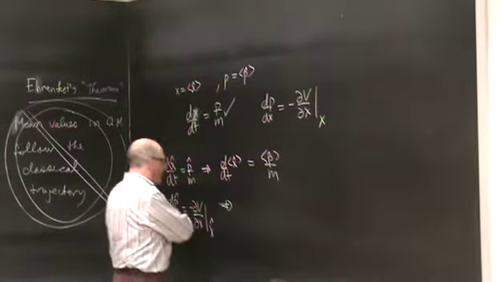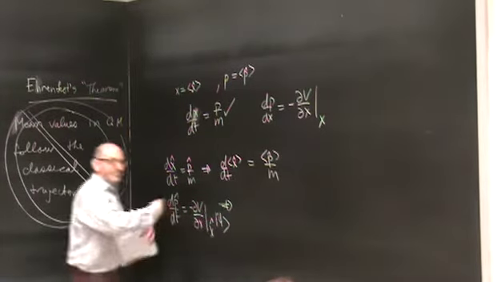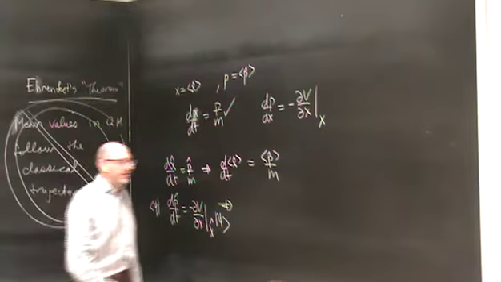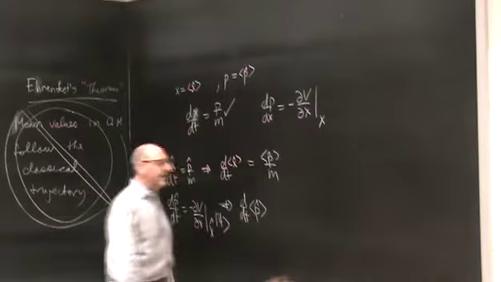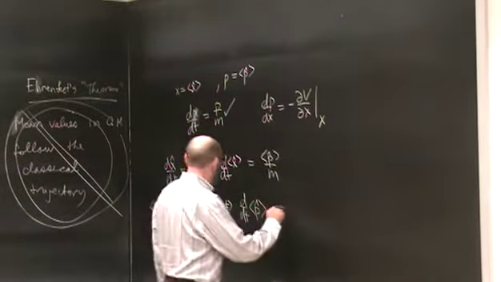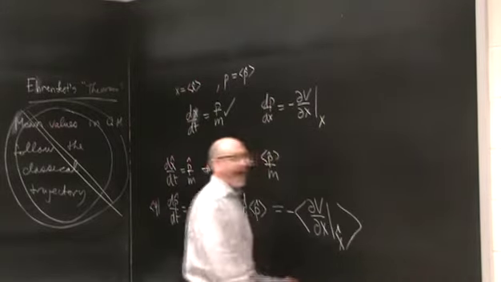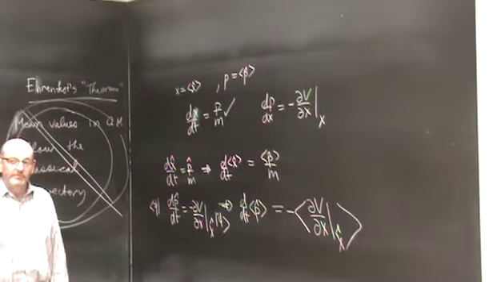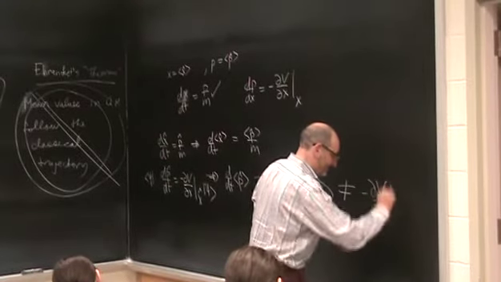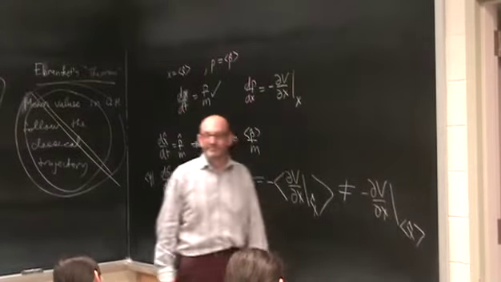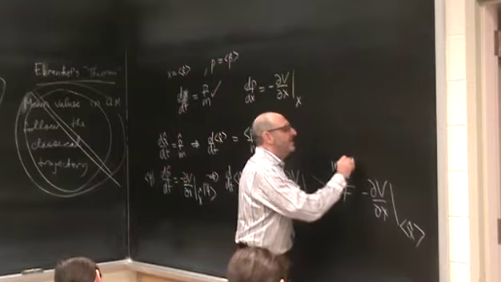that says if I take the expectation value of both sides by shoving on bras and kets, then I get that the rate of change of the mean value of momentum is equal to minus the expectation value of the derivative of V. But this does not generally equal the derivative of V evaluated at the mean x. Sometimes we'll see that that's true, but in general, no.